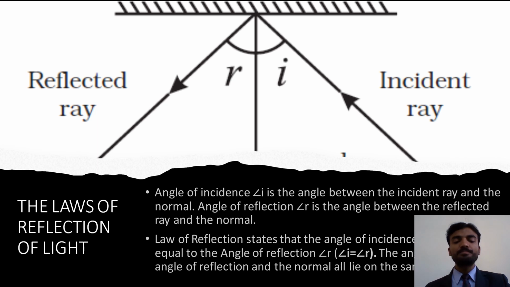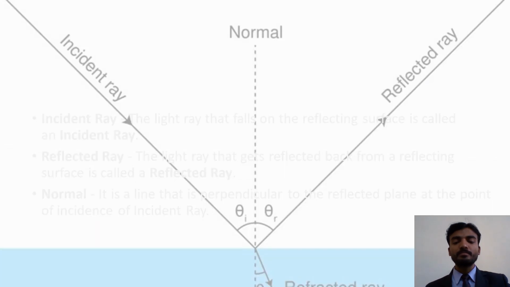What is a normal ray? A normal ray is basically at 90 degrees to the plane mirror or the reflecting surface. It makes a 90 degree angle with the reflecting surface. That is called a normal ray. This is the figure.